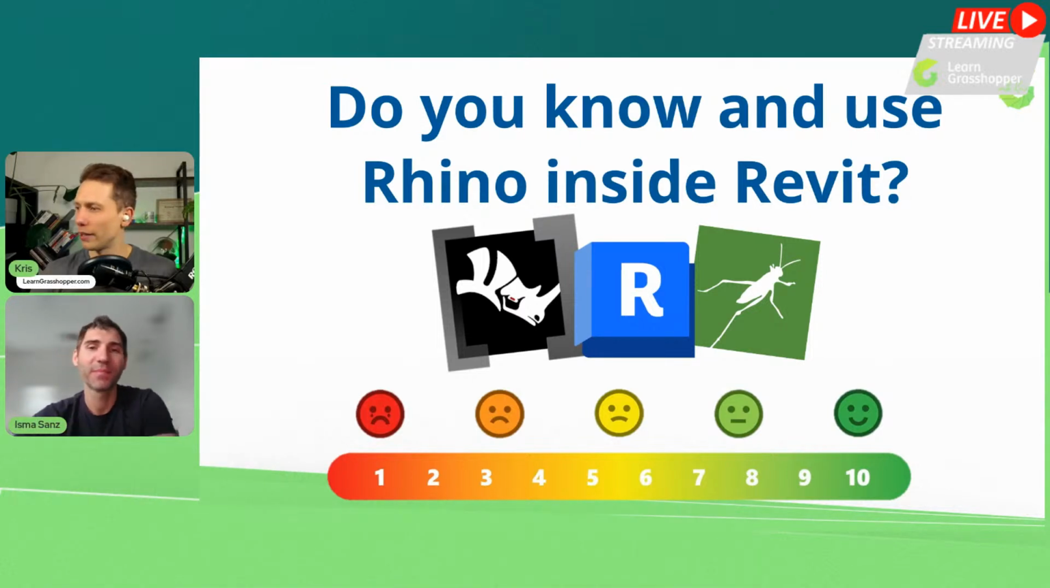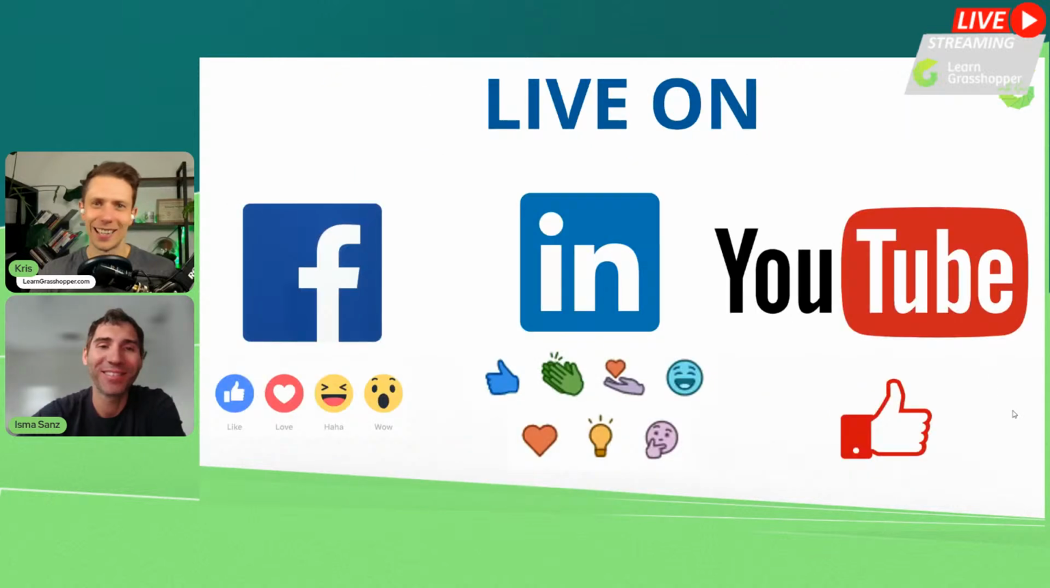Cool. Let's start. It's already 2 p.m. Central European time. What time do we have in Bahamas right now? It's 8 a.m., 8 in the morning. Okay, it's not that bad.